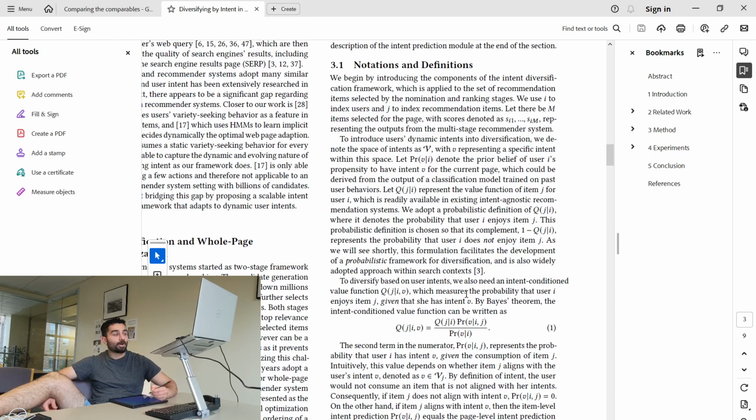The probability of V given I, J. Is it just something we observe? The probability that user I has the intent V given the consumption of item J. So he bought item J, but how do we know his intent was V? How do we have that probability? This value depends on whether item J aligns with the user intent V, denoted as V in V_J.